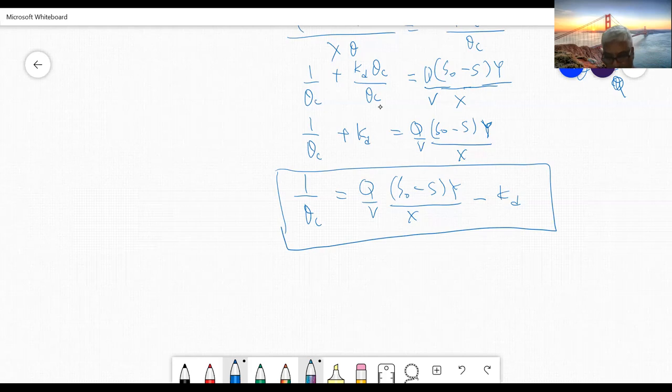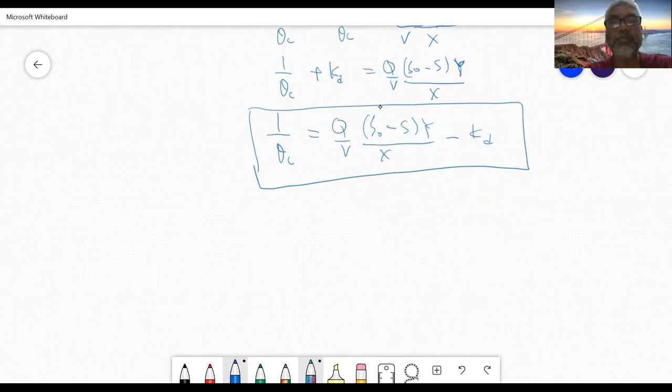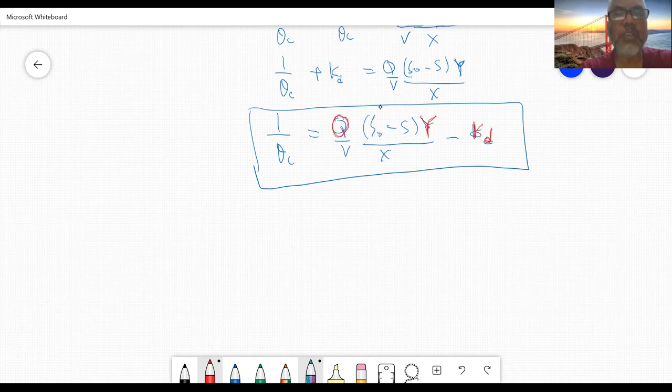This equation has some significance. If I solve properly, then you have to see something here. Y is a constant for that particular type of wastewater. Kd is a constant. And Q is the constant flow which is coming in, we know it. And V, suppose we know the V. And X, suppose we have set the value of X, and S naught is also known because it is the characteristic of wastewater which is coming in. If we know all of them, then what is the relationship between theta C and S? It has some relation.